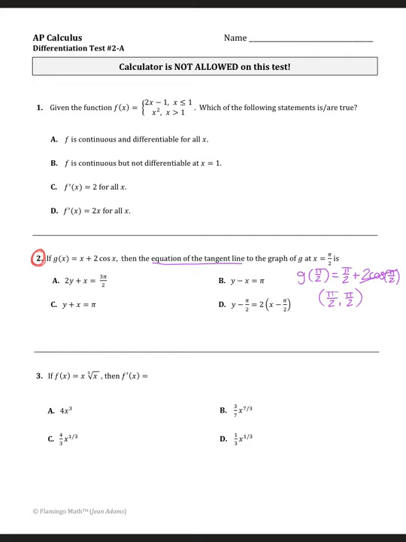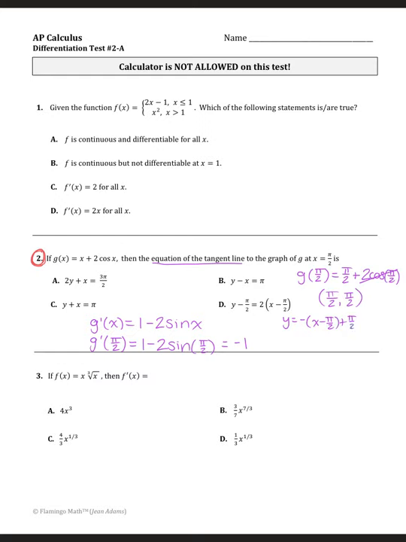So now we need to find the slope, which requires us to take the derivative. If I take the derivative of g, I would get 1 minus 2 sine x. Then I plug in my x value, pi over 2. So it would be 1 minus 2 sine of pi over 2. Sine of pi over 2 is 1. So 1 minus 2 is negative 1. So your equation is going to be y equals negative x minus pi over 2 plus pi over 2.